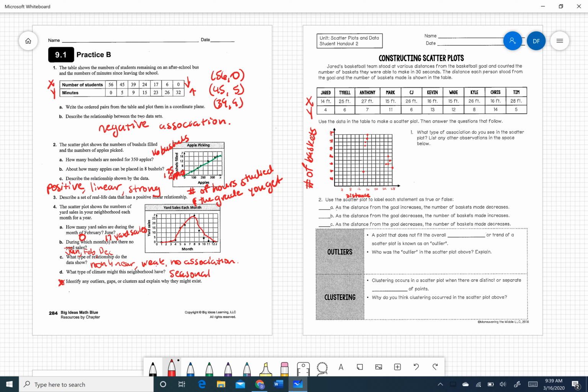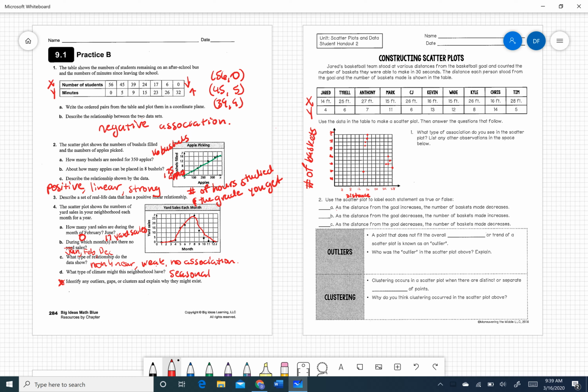And so I went ahead and labeled the X and Y variables. All right, so we have the distance as the X variable and then the number of baskets that were made is the Y. And so we were supposed to use the table to make the scatter plot. I've done so already just to save a little bit of time. And so we're going to go ahead and answer the questions below.